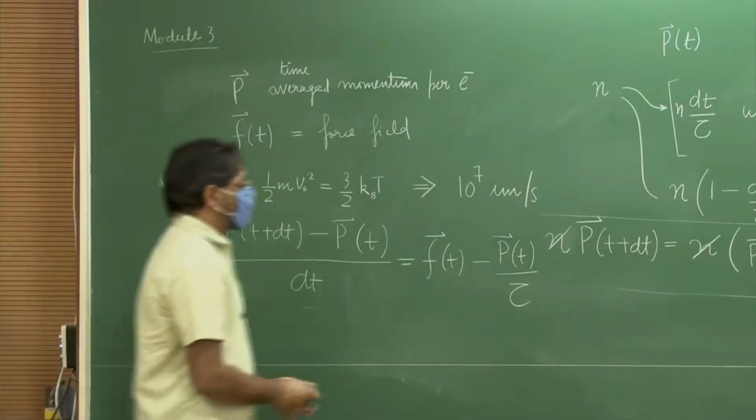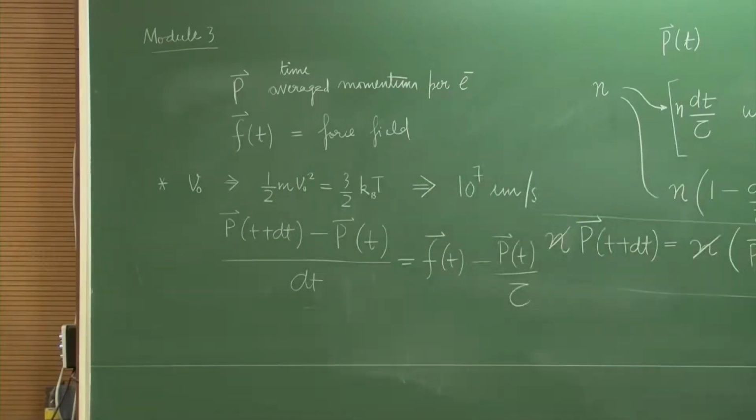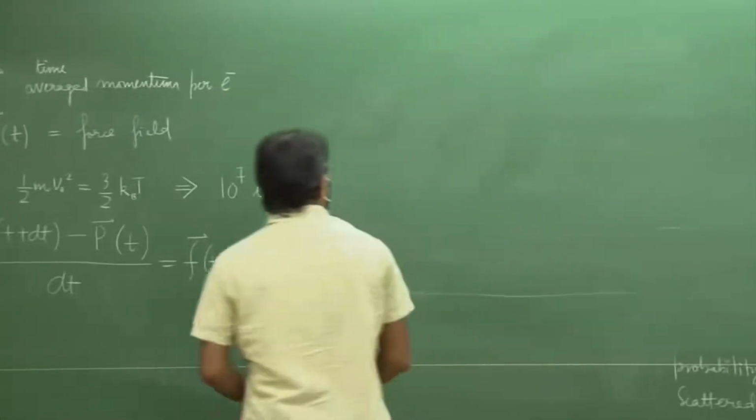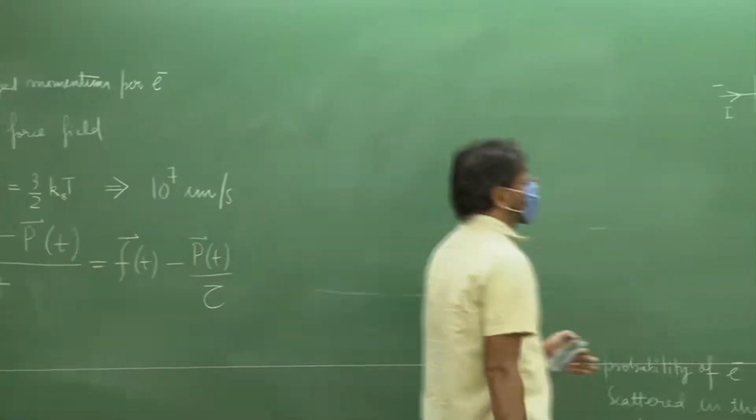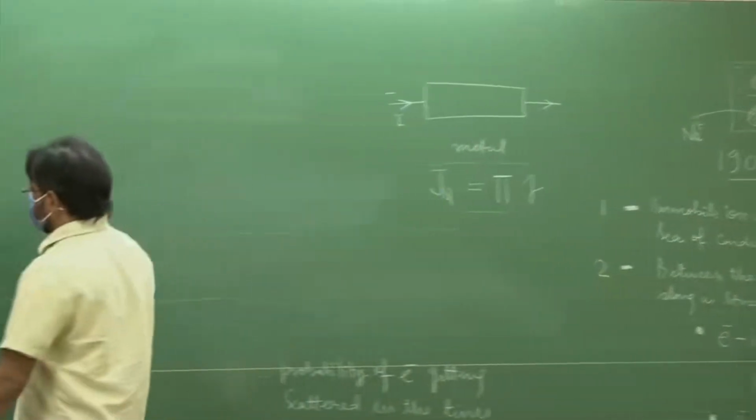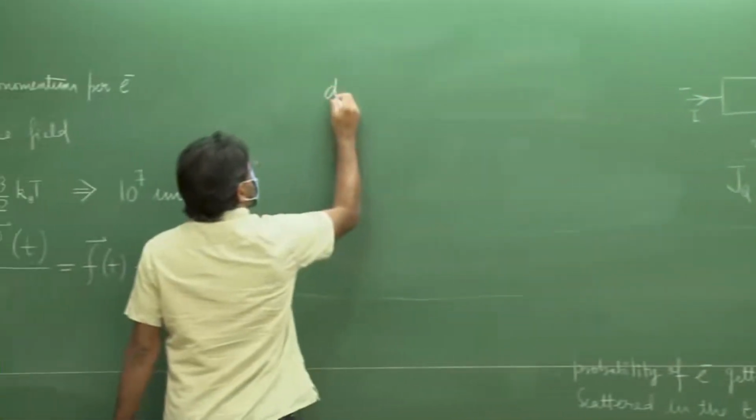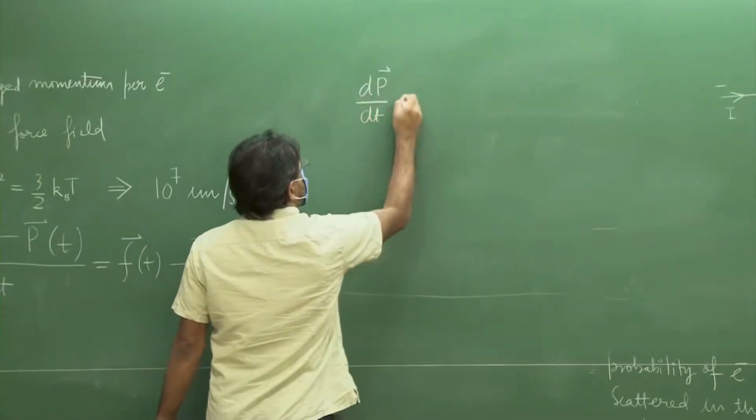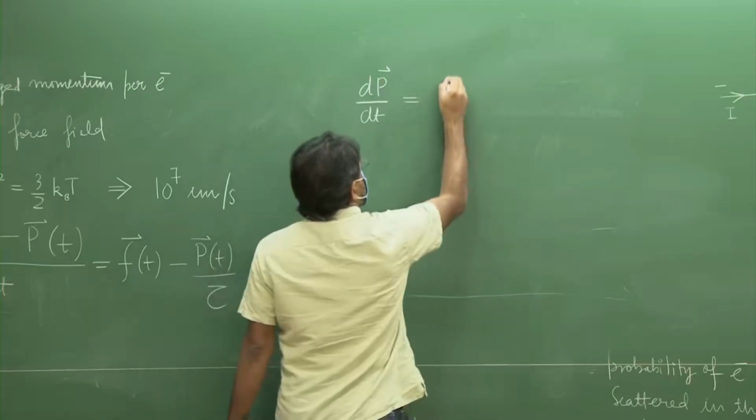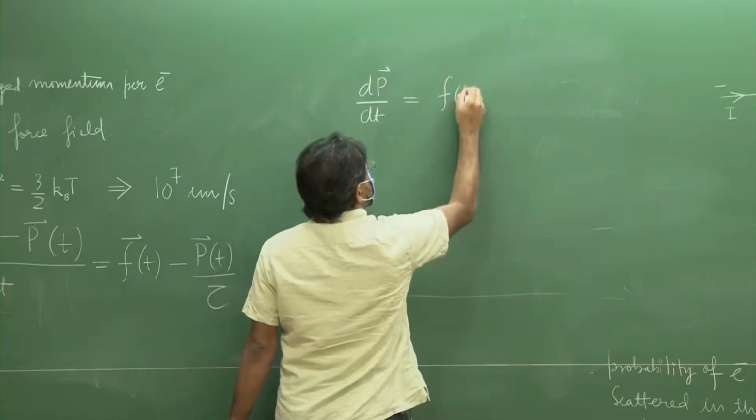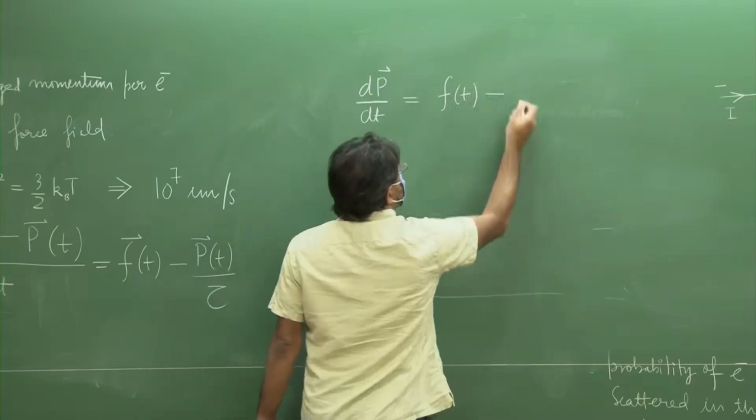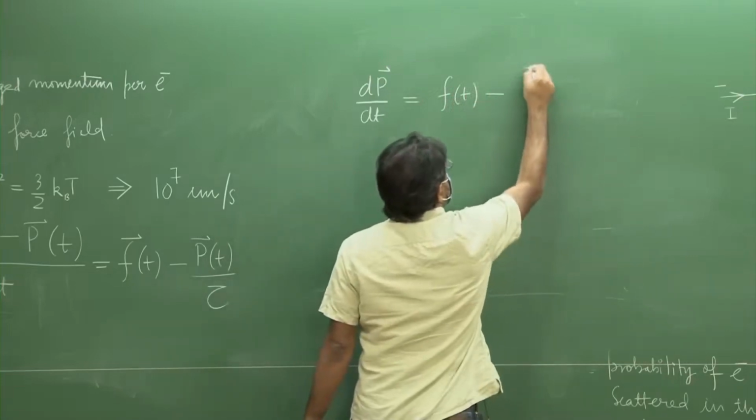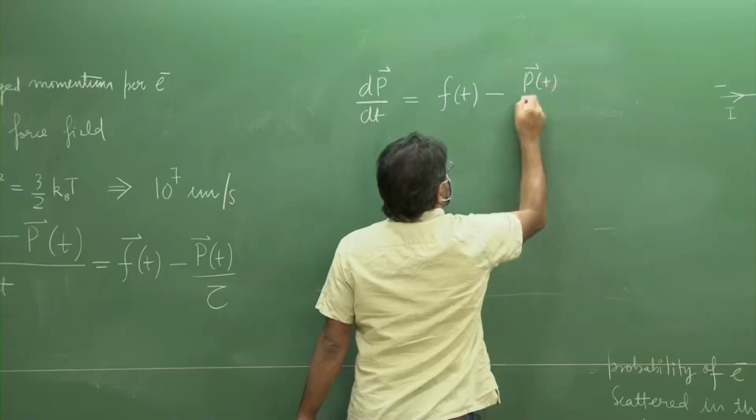So therefore the equation that you have arrived at finally, which I am going to write here. The equation that we have arrived at, which will describe the motion of these electrons in the presence of a force field, is this: dp/dt is equal to f(t) minus p(t) divided by tau.